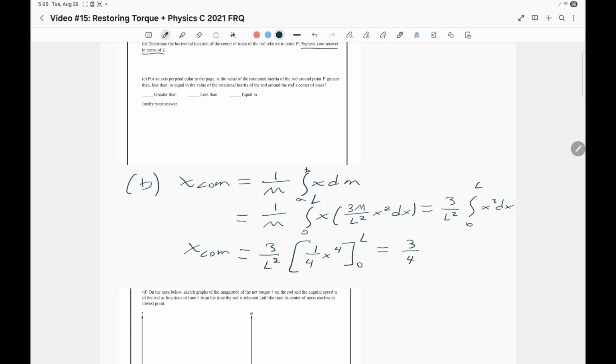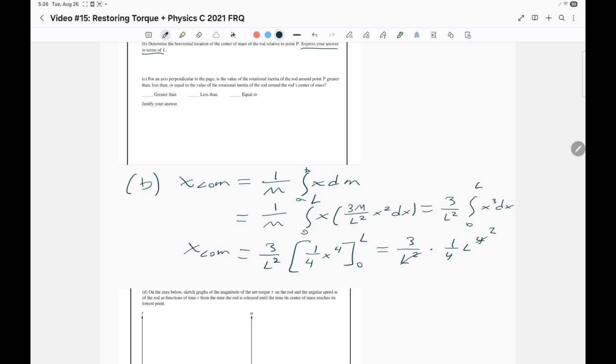3/4. Okay, so we're going to get... Let me show the work here. I don't want to go too quickly. We have time. 3L squared times 1/4 L to the 4th. So what this is going to look like is we're going to get some canceling with the L's there. So we're going to have 3/4 L squared, L to the power 4.